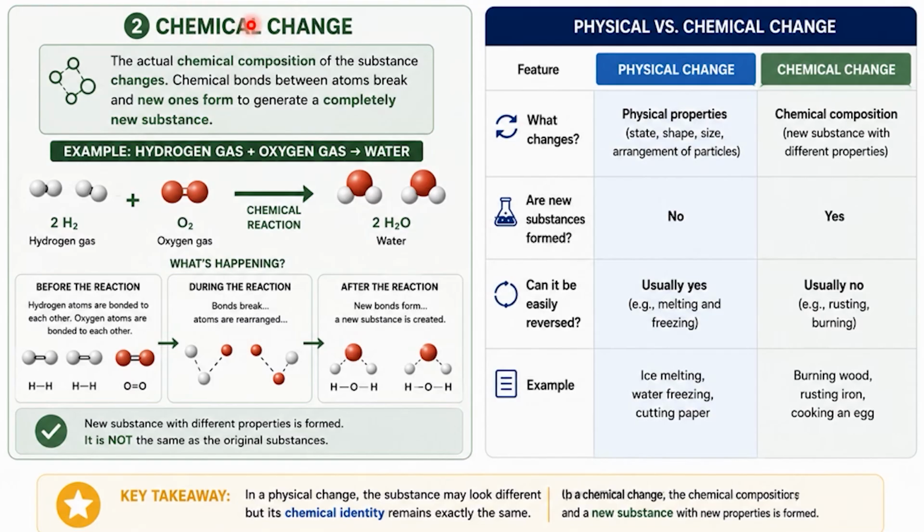However, a chemical change is fundamentally different. The actual chemical composition of the substance changes. Chemical bonds between atoms actually have to break, and new ones must form to generate a completely new substance. For example, if you take hydrogen gas and oxygen gas and combine them to form water, chemistry has occurred. The hydrogen and oxygen atoms used to be connected to themselves, but during the reaction, those bonds break and they connect to each other instead. New bonds, completely new substance.